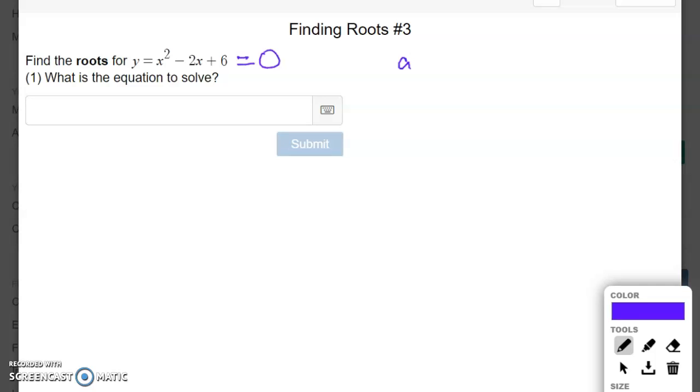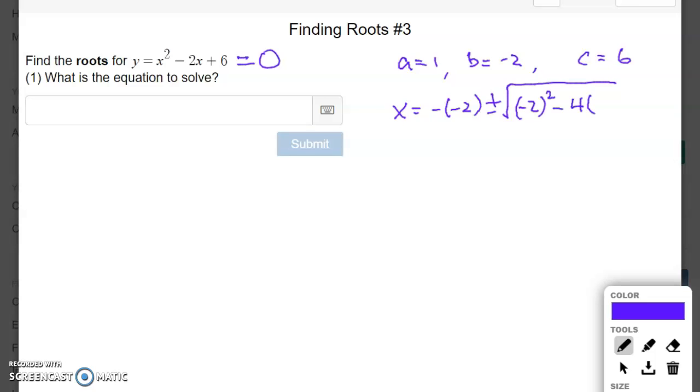So in this case, a is equal to 1, b is equal to negative 2, and c is equal to 6. So x is equal to negative b, negative of negative 2, plus or minus the square root of b squared, that's negative 2 all squared, minus 4 times a, which is 1, times 6, all over 2 times 1. And that is going to be negative of negative 2 is positive 2, plus or minus the square root of negative 2 all squared is negative 2 times negative 2, so that's positive 4, minus 4 times 6 is 24.